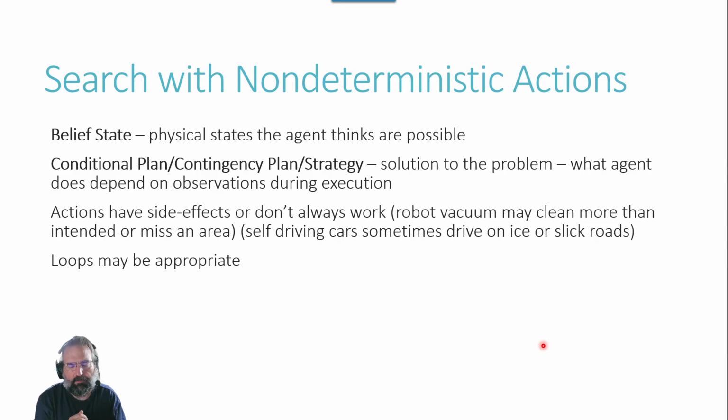Actions have side effects or don't always work. So a robot vacuum may clean more than intended, or it may miss and not clean well at all. Sometimes self-driving cars sometimes drive on ice or slick roads. So the coefficient of traction is not going to be consistent. So loops may be appropriate in these sort of situations.